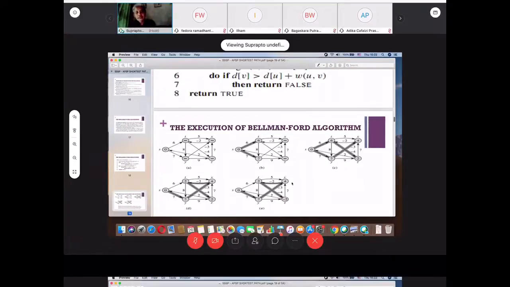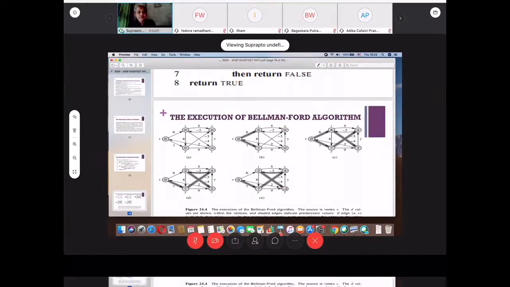And finally, you will get this solution. Starting from S, you will have the shortest path. The actual shortest path to Y is 7. The actual shortest path to X is 4. The actual shortest path to T is 2. And finally, the weight of the shortest path to T is minus. This is the result of relaxation.